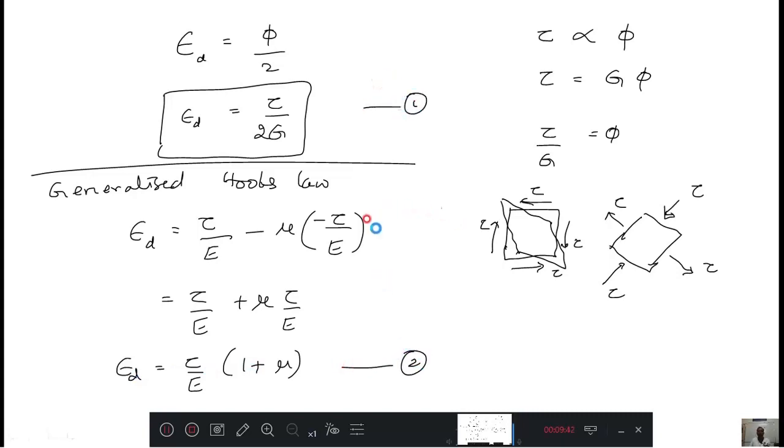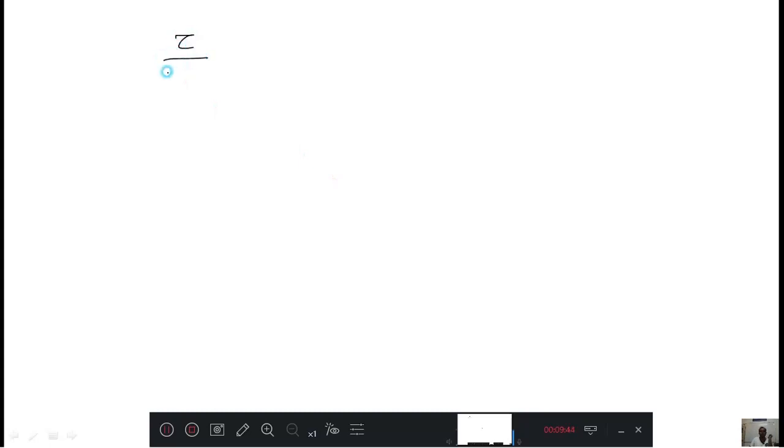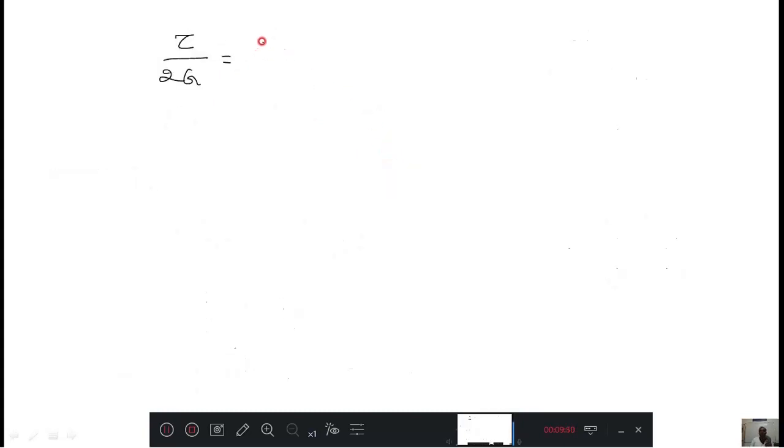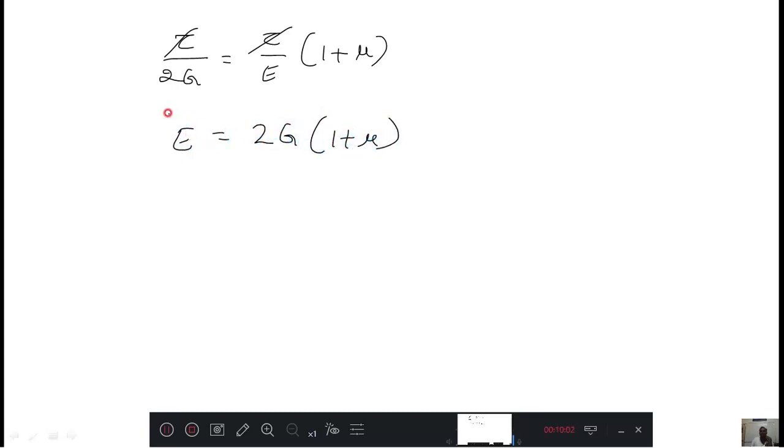I equate these two, then I get tau by 2G equal to tau by E into 1 plus mu. The tau cancels. E comes to this side and 2G comes to this side, and 1 plus mu as it is. Then you get this expression. This is the relation between Young's modulus and shear modulus. Thank you.